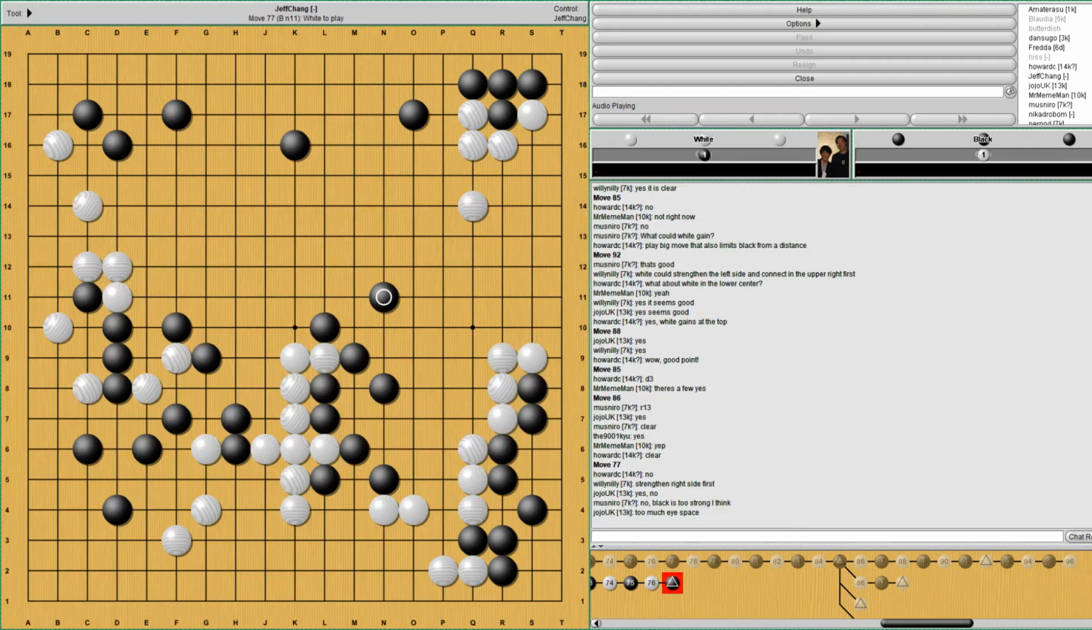However, here I just want to comment on one thing. Strengthen the right side first. I see one answer there. I think the right side of white is in general strong, because white already has the second line stone at S9. So that area doesn't require further enhancement. That area is already strong enough. So white doesn't really need to do any defending.